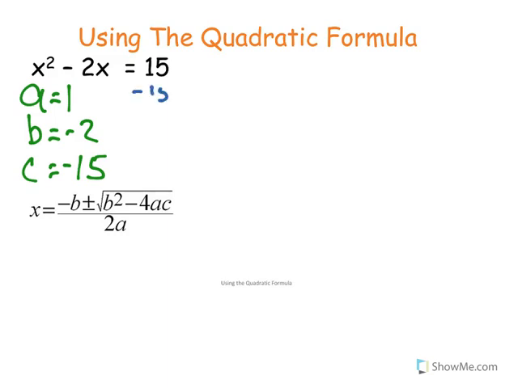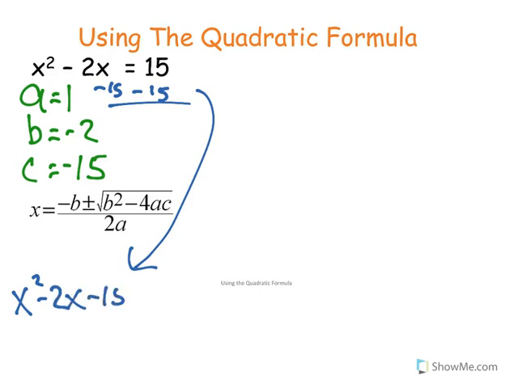So really what we would need to do first is move the 15. So really what this should look like in standard form is x squared minus 2x minus 15 is equal to 0. And now we know that A is 1, B is negative 2, and C is negative 15. So now it's just a matter of applying the formula, which hopefully at this point we're pretty good with, right?